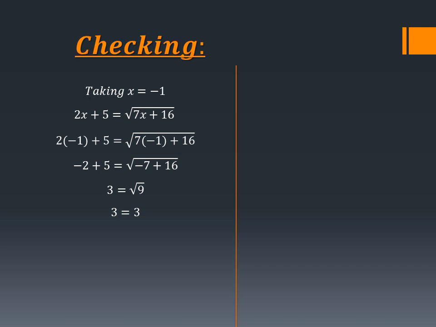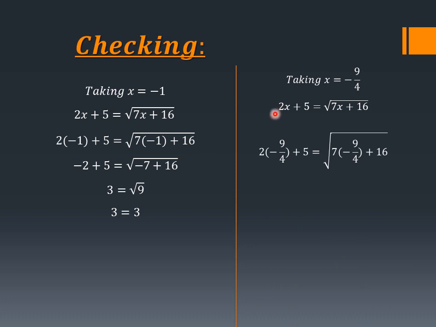Keep one thing in mind, while doing the checking step, we won't be taking the values to the left or right of the equation. Wherever a value is written, we have to keep it there; we do not move anything to the right or left. Now taking the other value of x, that is minus 9 by 4, again taking the same equation, we will not move any value of the equation to the right or left of the equal sign. We will put minus 9 by 4 instead of x.